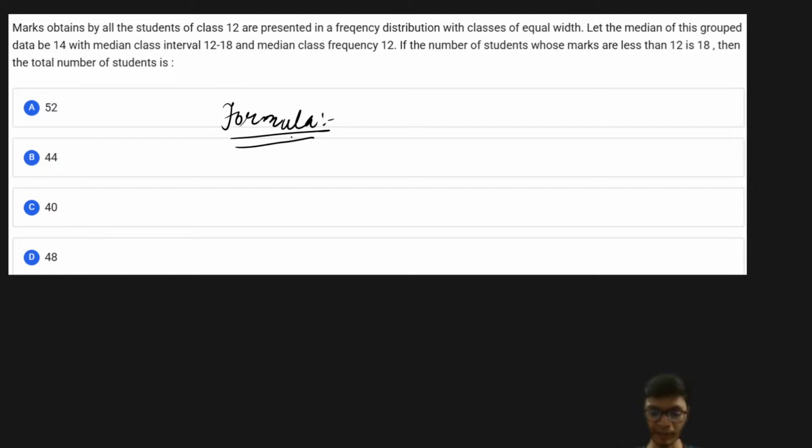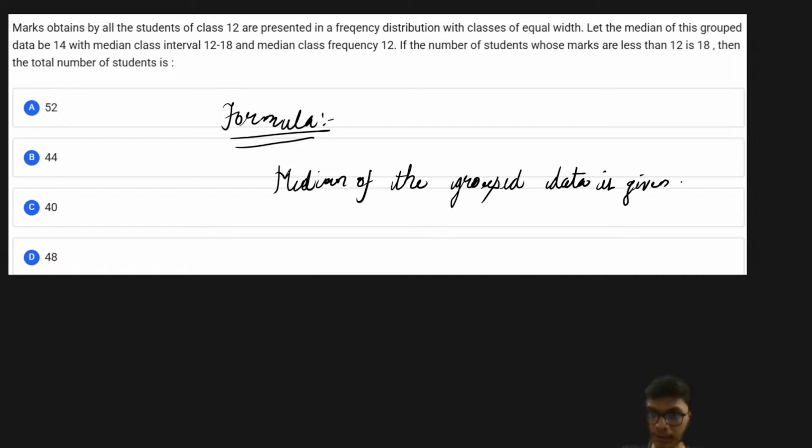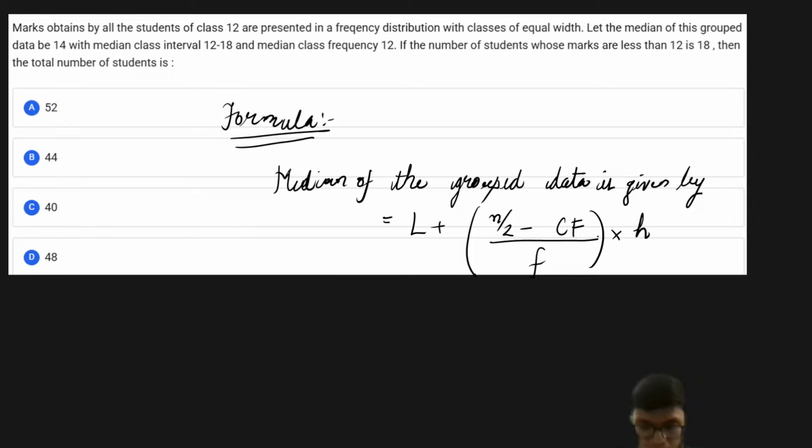Whenever you have a frequency distribution table of some data, the median of the grouped data is given by L plus (n by 2 minus cumulative frequency) divided by frequency, the whole multiplied by the height h. This h is called the class width. So let me tell you the definition of each term in this formula.